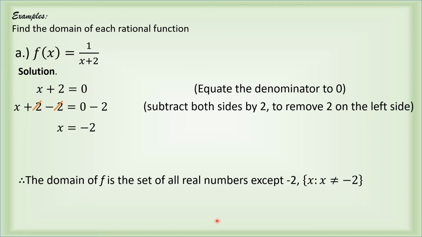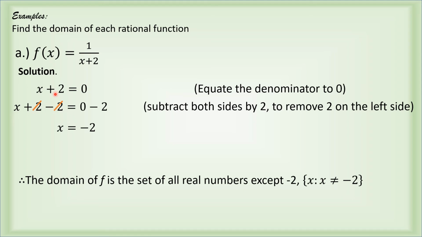Okay, so we have here examples. Find the domain of each rational function. Letter A, f of x equals 1 all over x plus 2. For the solution, to find the domain is to equate the denominator equal to 0. So we copy x plus 2, then we equate this to 0, x plus 2 equals 0, and then solve for x.